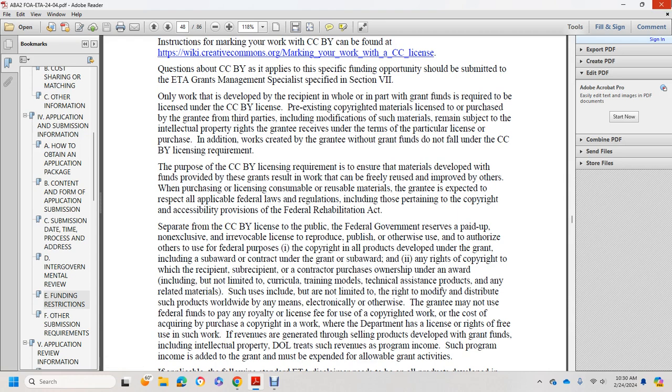When purchasing a license for consumable or reusable material with grant funds, the grantee is expected to respect all applicable federal laws and regulations, including those pertaining to copyright and the accessibility provisions of the Federal Rehabilitation Act.